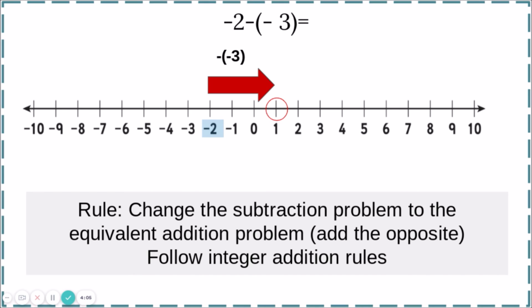You may remember the rule. Change the subtraction problem to the equivalent addition problem, which we may remember as add the opposite, and then follow the addition rules. An equivalent addition problem to -2 minus -3 is -2 plus 3.